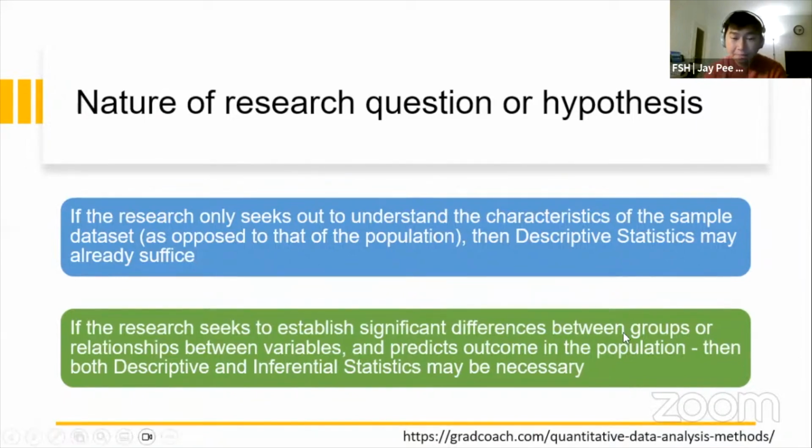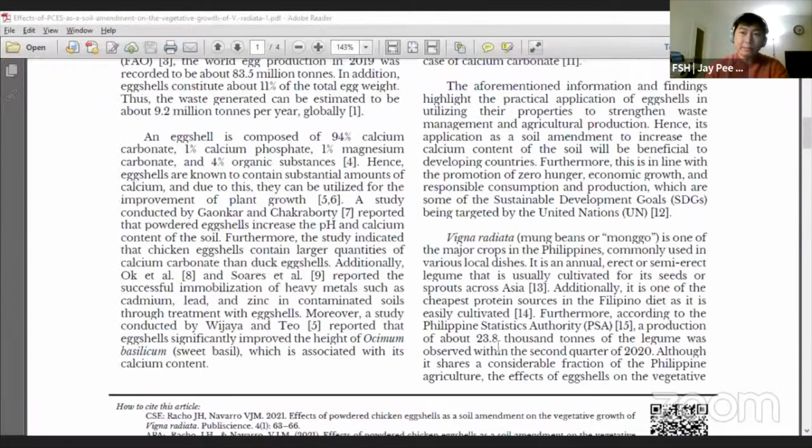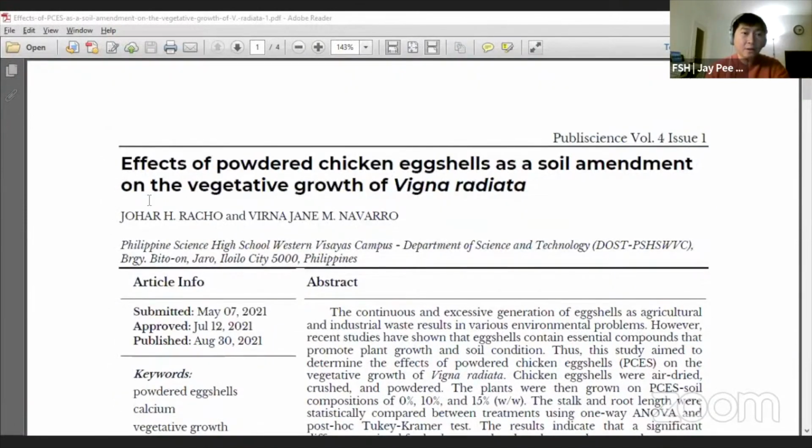So let's go back to our example yesterday, wherein we, let me just pull that up. So ito po yung example namin yesterday about the effect of the powdered chicken eggshells on the vegetative growth of the mung bean plant. So dito, we are already inferring that we are already trying to see if there is a relationship between the amount of eggshells integrated into the soil where this plant is grown on the vegetative growth of the stalks and the roots.